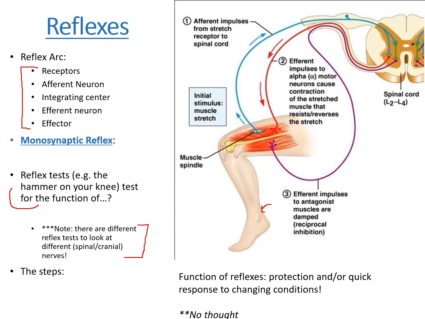We can test reflexes, but certainly reflexes did not evolve and don't exist in our body today so that we can hit each other with hammers, right? That's just not why they exist. And so the function of reflexes is a different question than, why do we test reflexes, right? So the function of reflexes is more or less to protect ourselves, right?